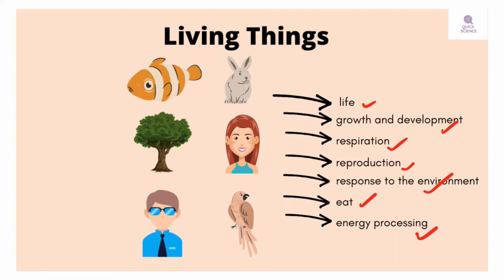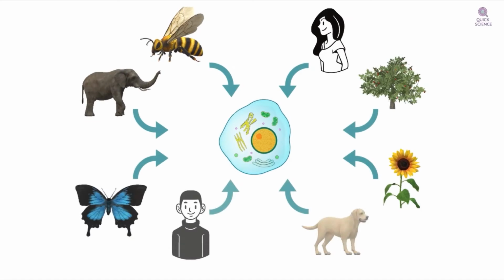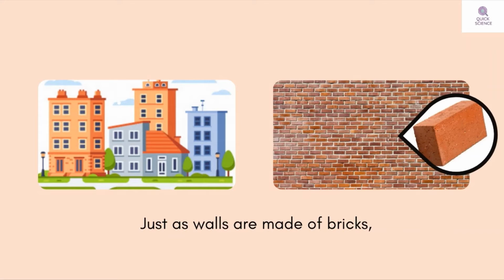Today we will be looking at how living things are made up of cells. I want you to imagine pets at home, animals in jungle, your friends, your family, and trees around you. All these things that I just told you are made up of cells. That's why cells are called building blocks of life. If you are wondering how a cell is called building blocks of life, let me explain to you.